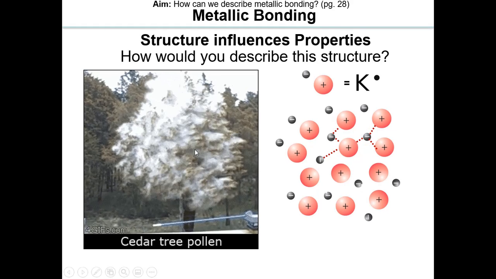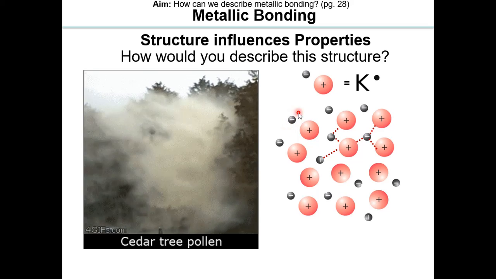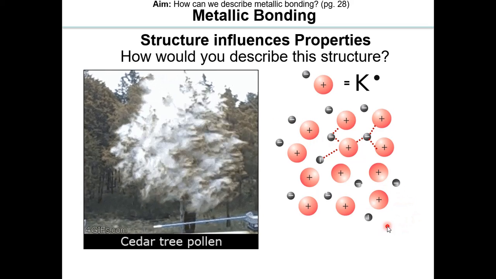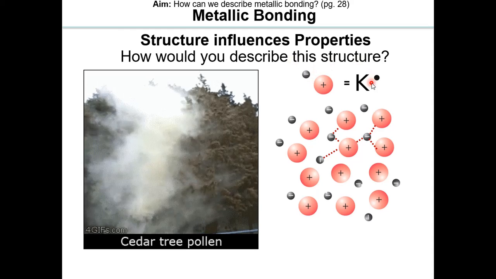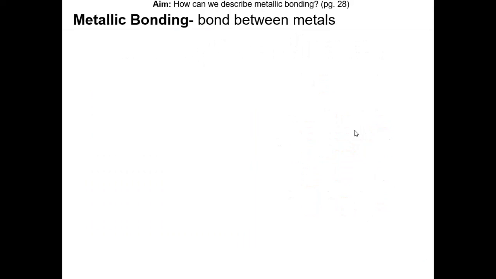It is similar to how pollen moves from one tree to another tree. The electrons are basically like the pollen. They can move from one metal nucleus to another metal nucleus. So how will you describe this structure? This is best described as a sea of electrons.